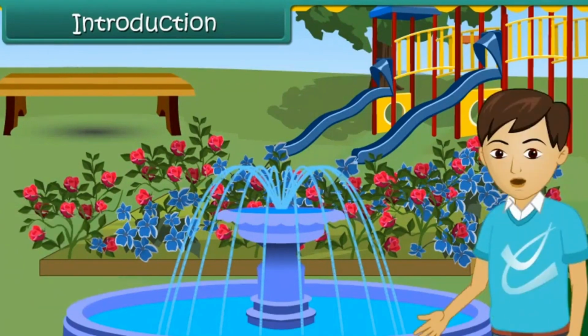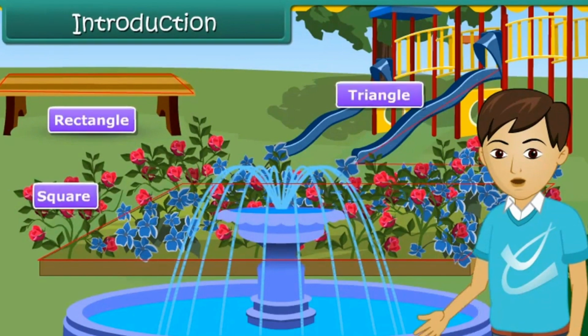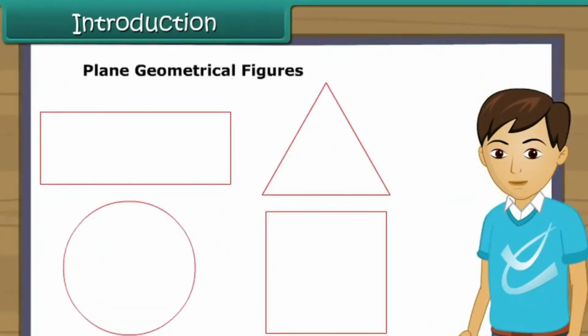Children, now analyze the shapes of different objects in this picture. The shape of the bench is a rectangle. The shape of the flower bed is a square. Slider's shape is a triangle. The shape of the fountain pond is a circle. These are called plane geometrical figures. In this lesson, we will learn the properties of different geometrical figures.